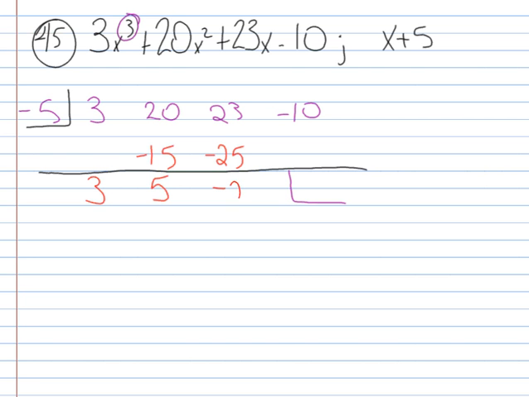3 and a -25 is a -2. -5 times a -2 is a +10. My remainder is 0. So I now change this equation here to 3x squared plus 5x minus 2. I need to factor this.